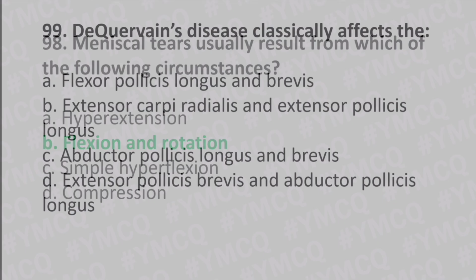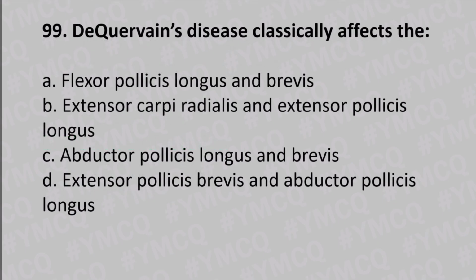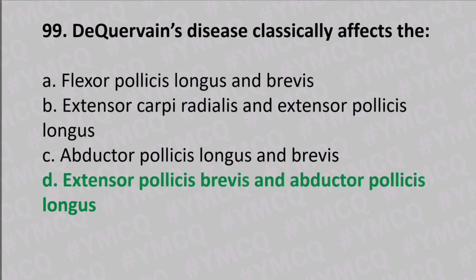Moving to our 99th question, de Quervain's disease classically affects the Option A, flexor pollicis longus and brevis. Option B, extensor carpi radialis and extensor pollicis longus. Option C, abductor pollicis longus and brevis. Option D, extensor pollicis brevis and abductor pollicis longus. And the answer is Option D, extensor pollicis brevis and abductor pollicis longus.